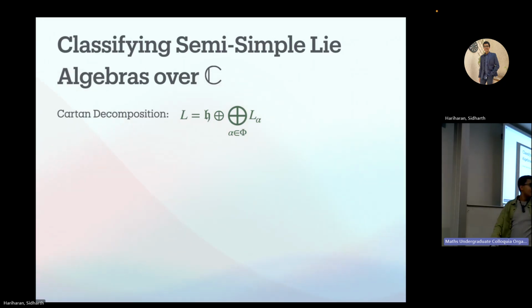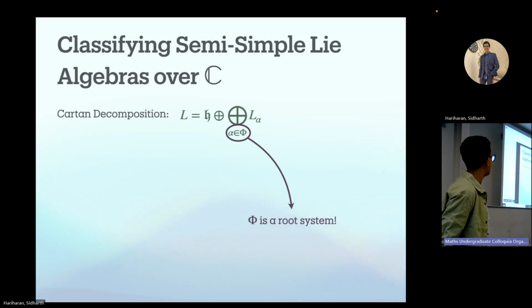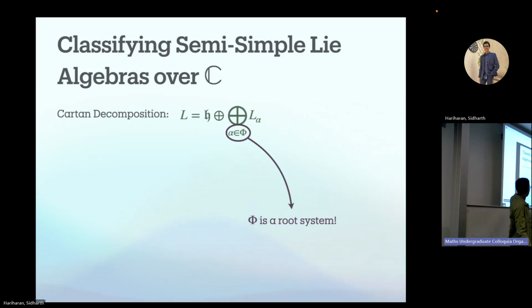Okay, you don't need to know any of this, you don't need to understand any of this. I've included it more for my own satisfaction, and I know that plenty of people will be able to appreciate it. But the cool thing is that phi over here is a root system.